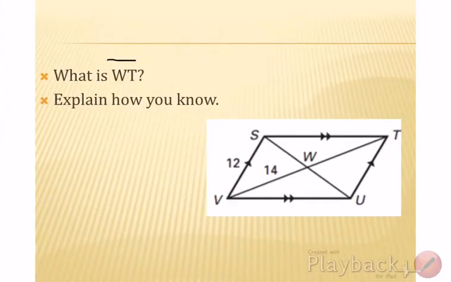What is the measure from W to T? How do you know? Another property of parallelograms is that diagonals bisect. And they bisect, that means that they're equal measure from the middle. So the other portion of this line is 14, and WT will be congruent to that. It will also be 14.